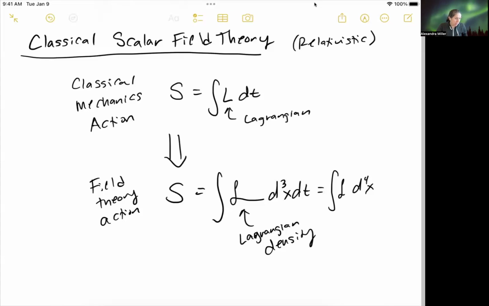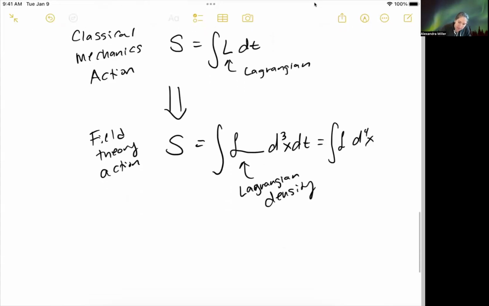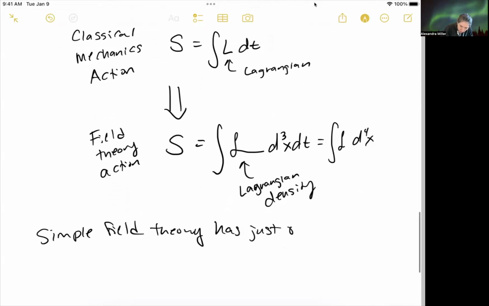So just like in classical mechanics, when you have a Lagrangian, your Lagrangian is going to depend on the system that you're dealing with. The simplest example of a Lagrangian that we can deal with in field theory, or the simplest field theory, I guess, we can deal with, is one that has just one scalar field. So a simple field theory has just one scalar field. I'll define that in a second.